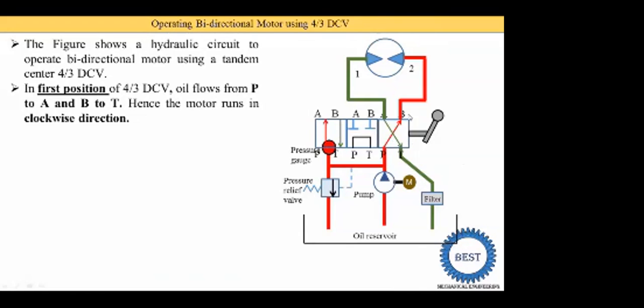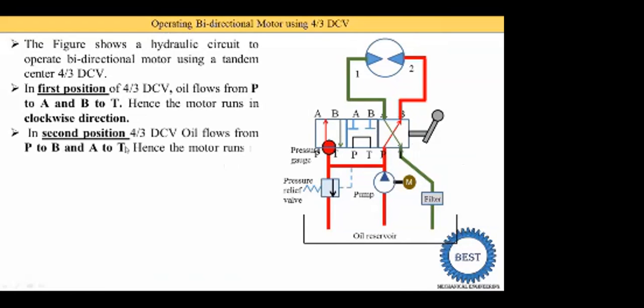So here you see in the second position, the P port is connected with B, and the A port is connected with the T. Okay. So here we write that in the second position of the 4/3 DCV, oil flows from P to B and A to T. So here you see port P is connected with B, A is connected with the T. Hence the motor runs in an anti-clockwise direction.